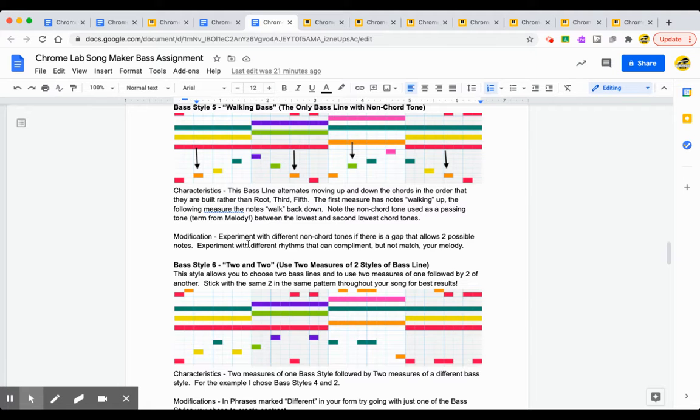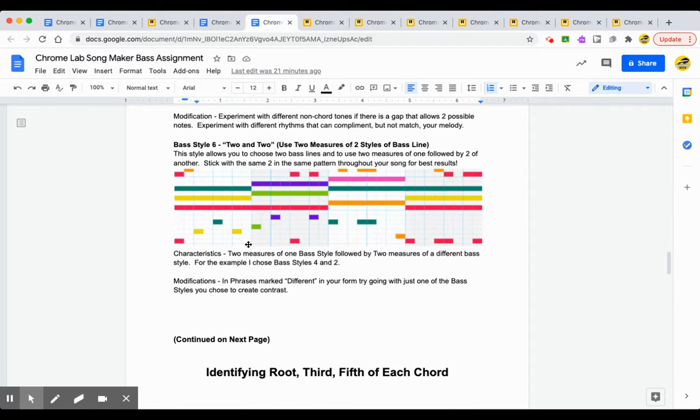Now, the last style I have here is not a style of its own. Rather, it is a mixing of 2 styles. I call this 2 and 2. And so this allows you to choose 2 different bass lines and combine them together. I would suggest that you use 2 measures of one style and 2 measures of another. In this case, I chose root, third, fifth, third, and bass style number 2, which is root plus passing tone or a transition tone. And so what you can see on the screen is I have 2 of my root, third, fifth, third, and then 2 measures of my root plus transition tone.